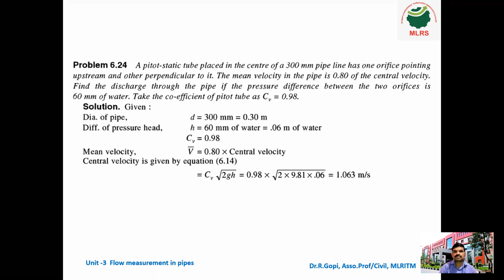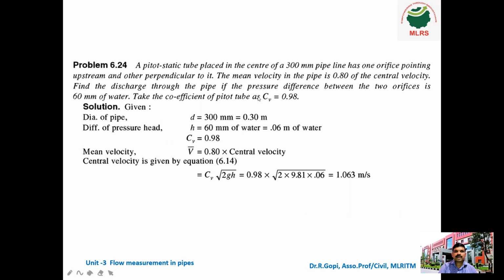Here you can see velocity is not given. The mean velocity, mean means average. Average velocity in the pipe is 0.8 times the central velocity. What does central velocity mean? If you take a large pipe, the velocity at the center is more than the velocity near the outer wall of the pipe. So for that, the average velocity is 0.8 times the central velocity. For that only they have given.